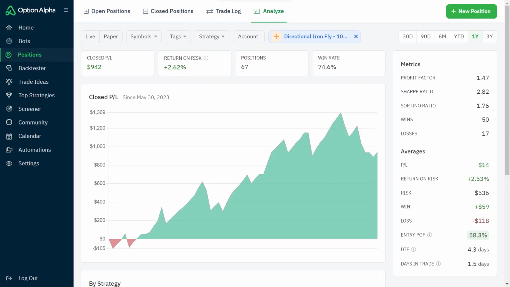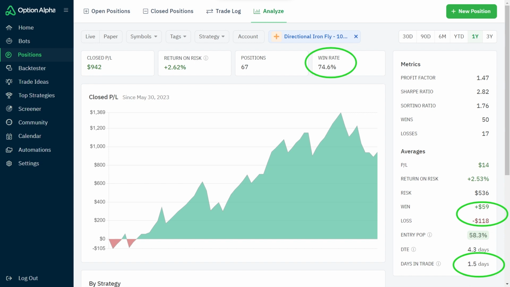So here is an analysis of the closed positions that I've used with this bot. This is the Option Alpha platform, at least the Analyze tab of the platform. And you can see that the win rate right here, 74.6%. My average win is $59. Average loss is $118. And the days in trade are 1.5 days. So that's approximately how long you're in each trade. Therefore, you really don't have more than 2 trades going on at one time.